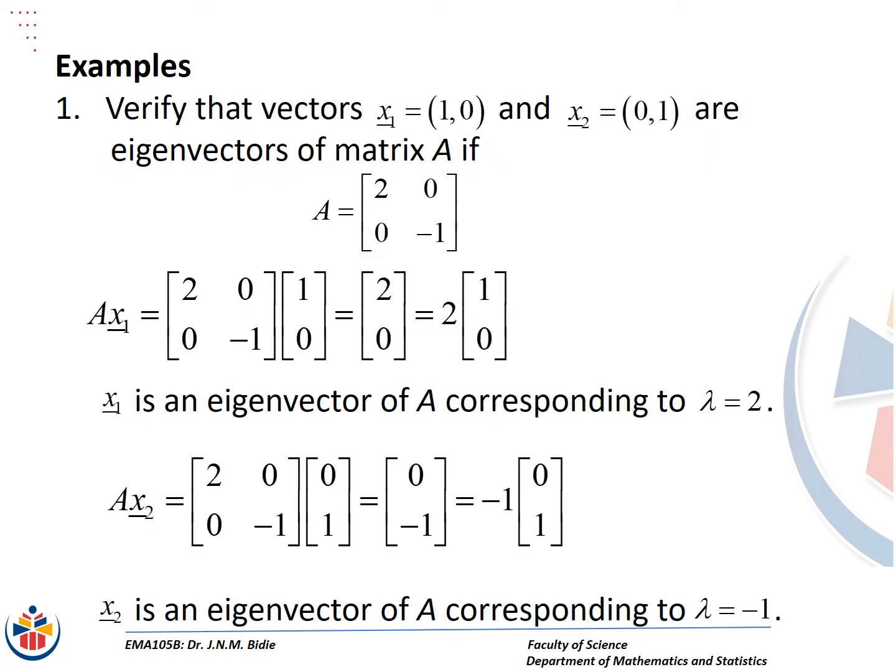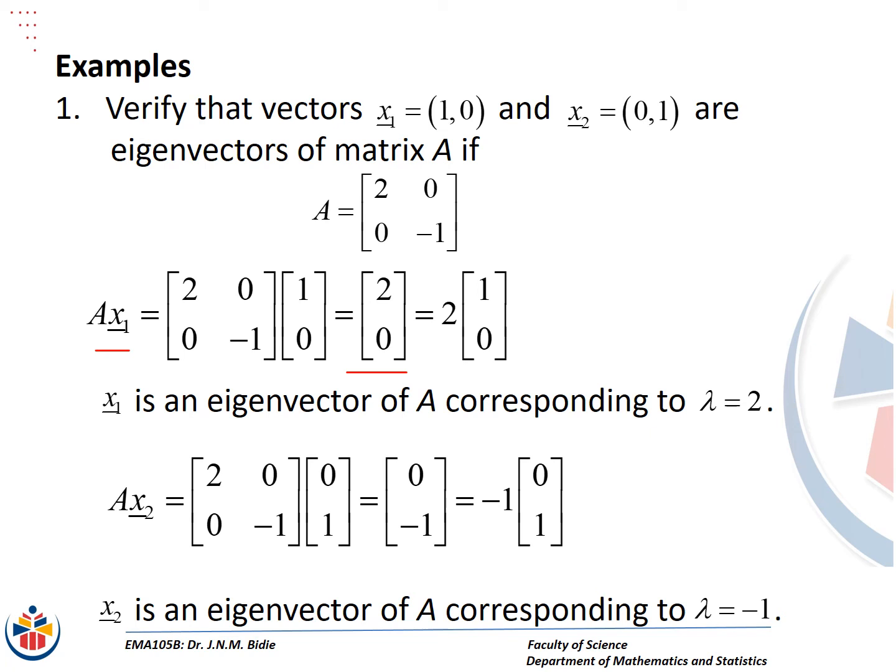Let's do some examples. Firstly, we need to check whether the given vectors are eigenvectors of the matrix. So all we need to do is to check that equality. Remember, it's A multiplied by X equal to lambda multiplied by X. So I took the left-hand side and did the matrix multiplication. This is A and this is X.